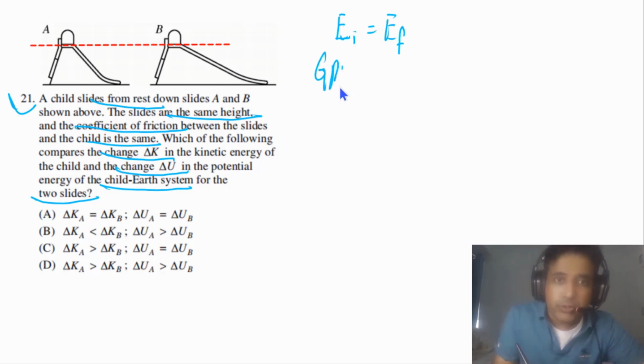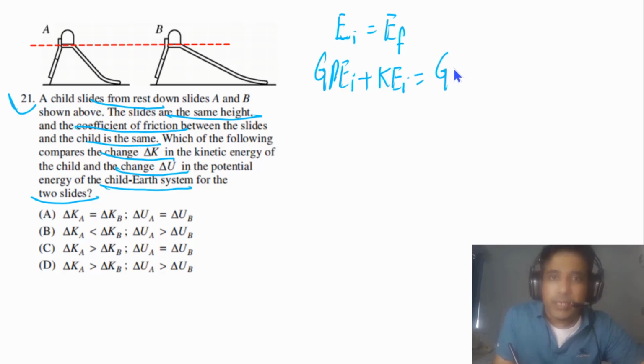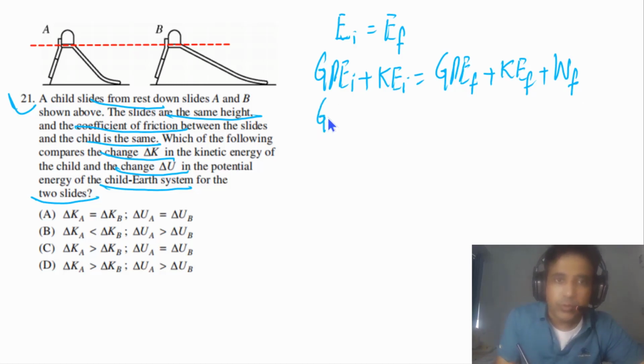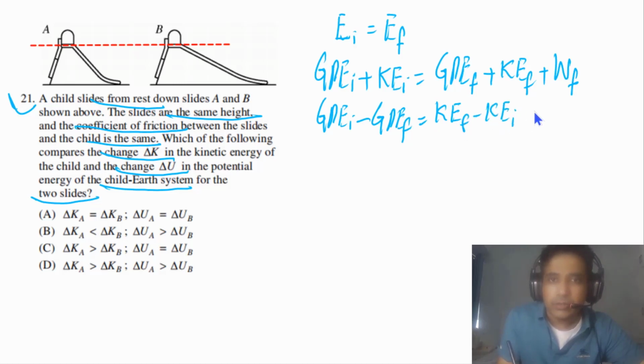So we have GPE initial plus the initial kinetic energy. This has to be equal to GPE final plus kinetic energy final plus work done against friction. Now we can rearrange this. We can write GPE initial minus GPE final equal to kinetic energy final minus kinetic energy initial plus work done against friction.